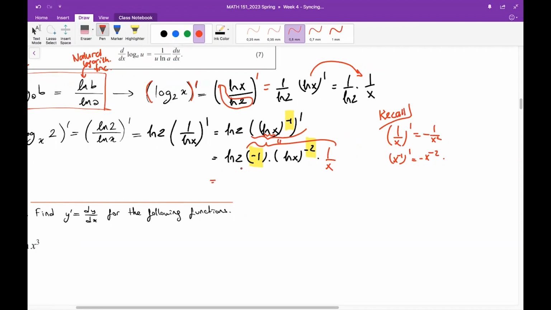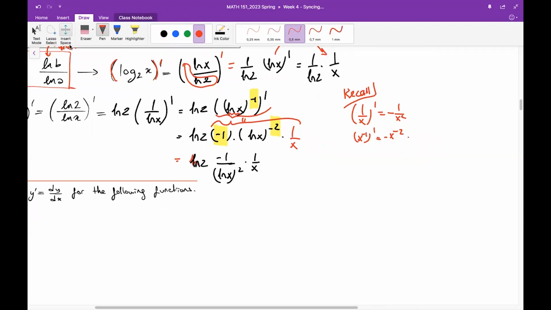Okay, let me rewrite the result. The result is minus, okay, I want to show you. We in fact did this, minus 1 over x squared, for ln x. ln 2 is the constant, minus 1 over ln x squared, and then we multiplied with the derivative of the ln. Okay? Okay, thank you. You're welcome.